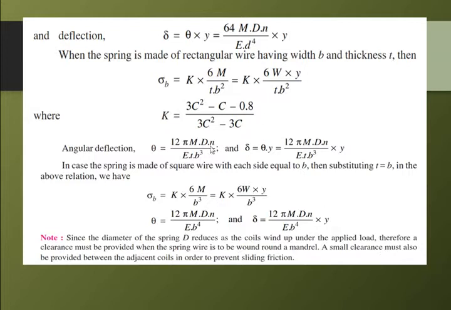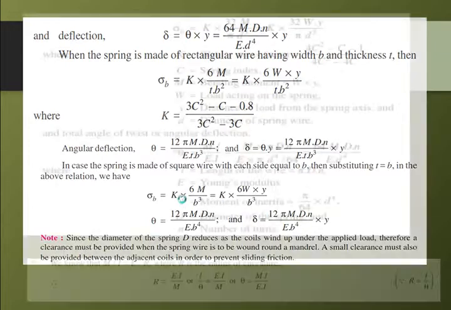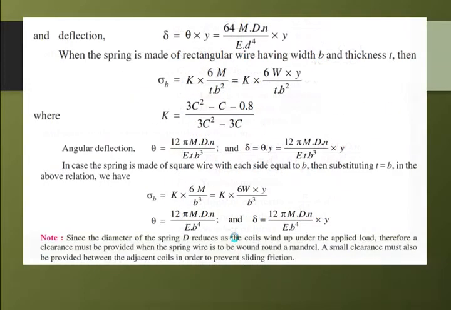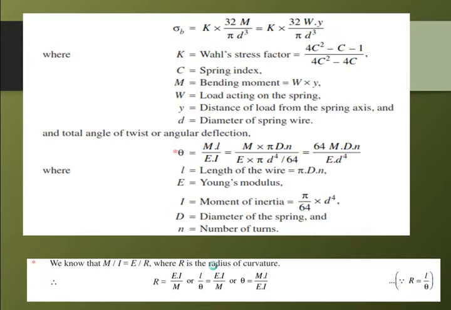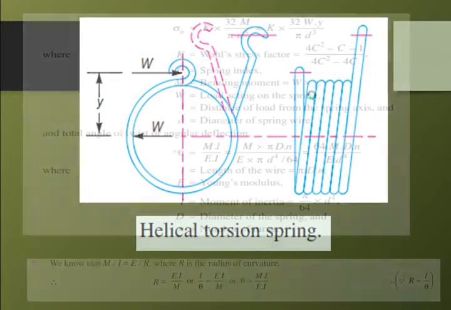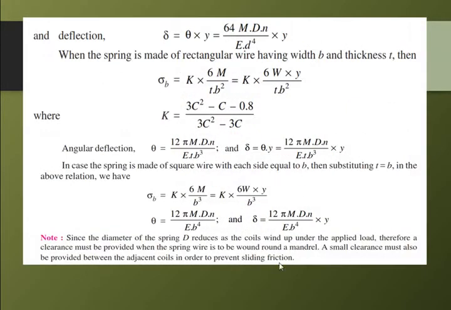Here, if you use helical torsion springs, a clearance must be provided, since if the load is applied here, the diameter will decrease. This is placed over a mandrel, and to compensate for that, a clearance must be provided between the spring wire and the mandrel. A small clearance should also be provided between the coils in order to compensate for the sliding friction.